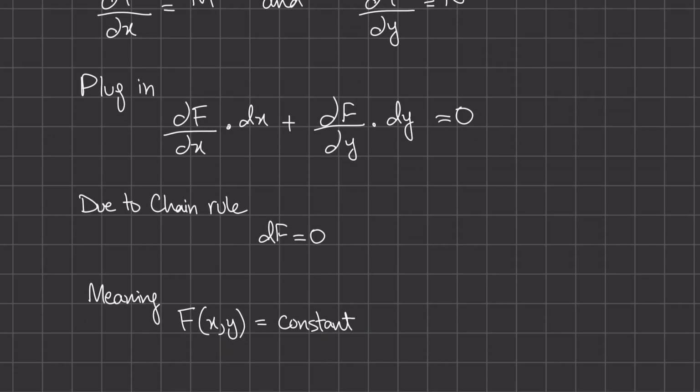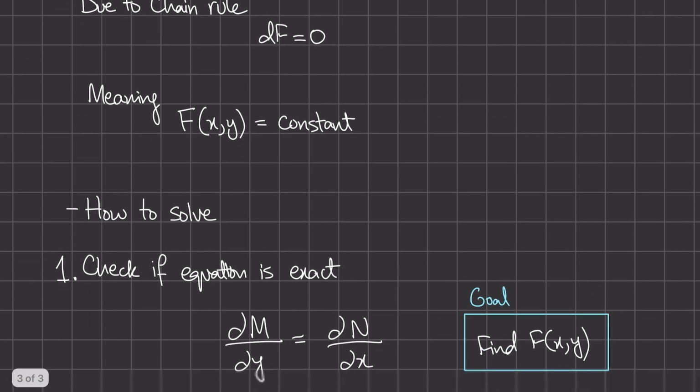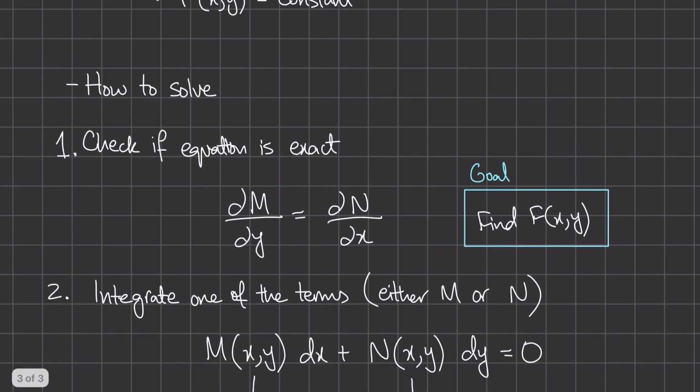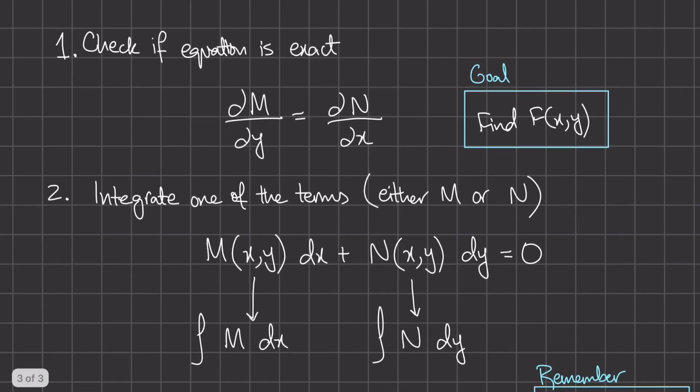Now to solve this first, we check if the equation is exact. If the partial derivative of M with respect to y is equal to the partial derivative of N with respect to x, then the equation is exact. Now we need to find the function f. We can do this by integrating one of our terms.